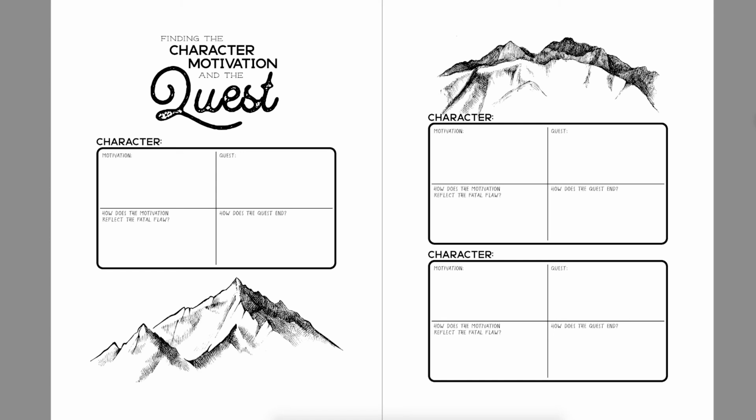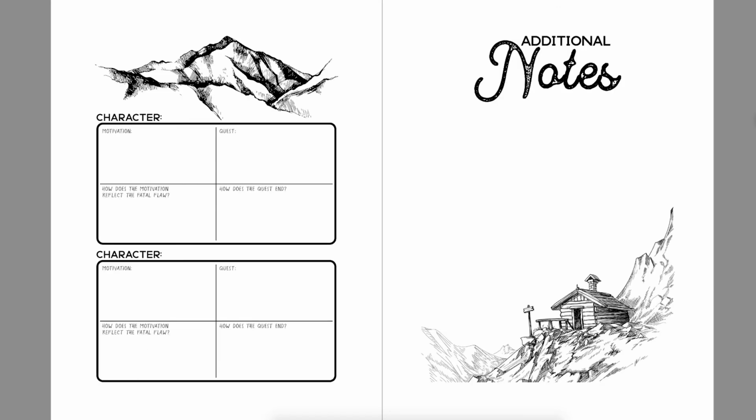And then how does the quest end? Well, if you read the book, I don't think it's a spoiler to say that for Katniss, the quest ends. She does manage to win the Hunger Games. But there are obviously twists along the way. So you can do this for 5 different characters, and then there's also a page for additional notes.